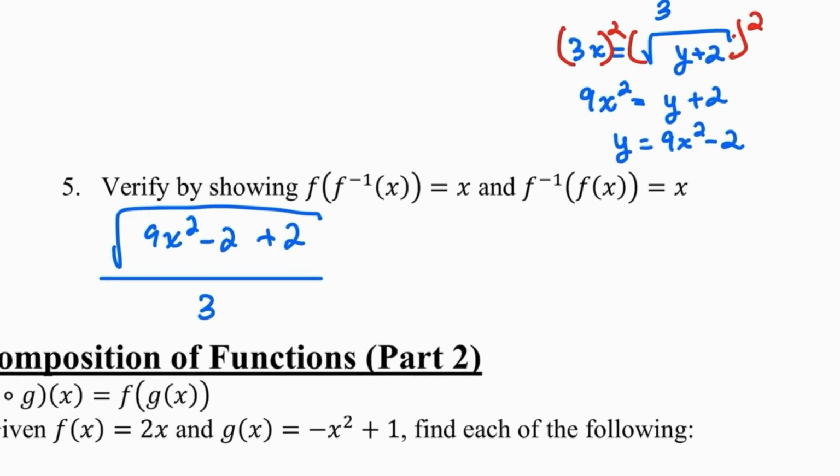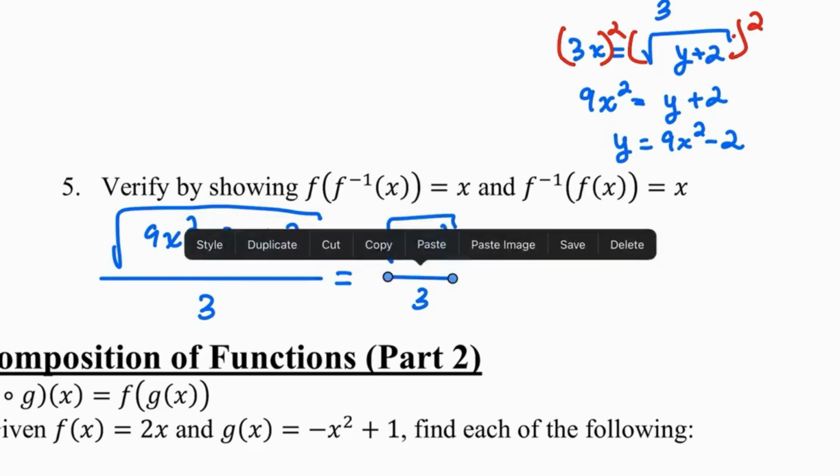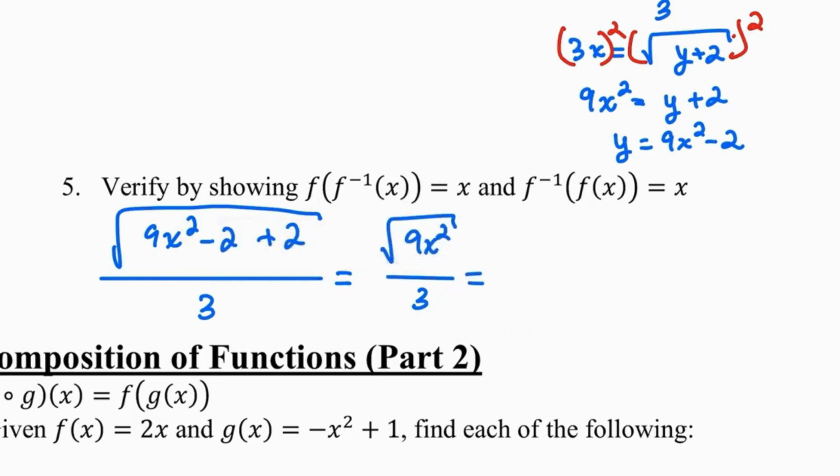And then let's simplify this. The negative 2 plus 2 is 0, so we get the square root of 9x squared over 3. And then we take the square root of 9x squared, which is just 3x. Now some of y'all might be wondering, isn't it plus or minus? No, we didn't solve by taking the square root of both sides. We're just asking, what is the square root of 9x squared? And it's just positive 3x, called the principal root. So if you simplify this fraction, you're left with x.